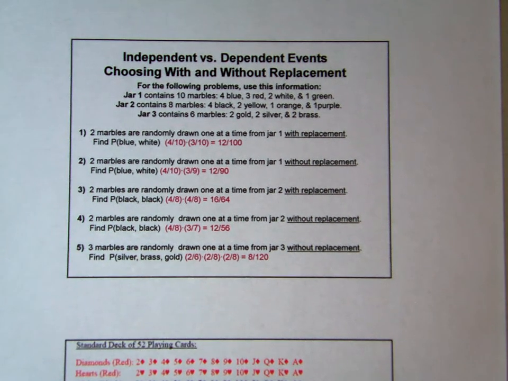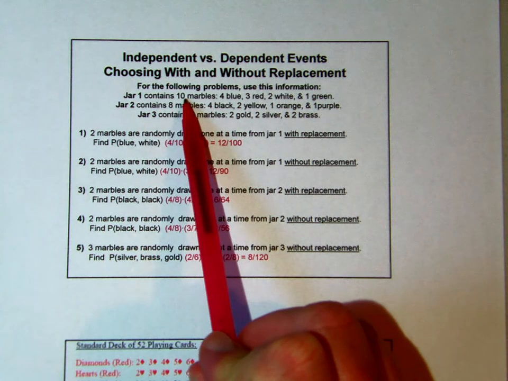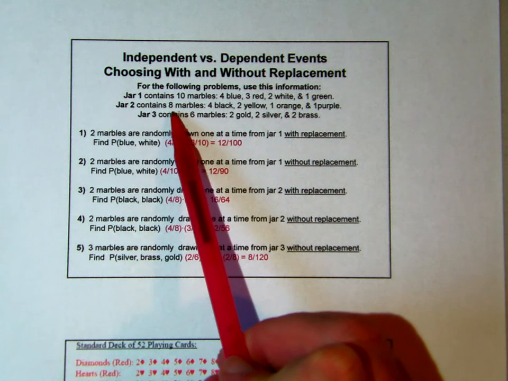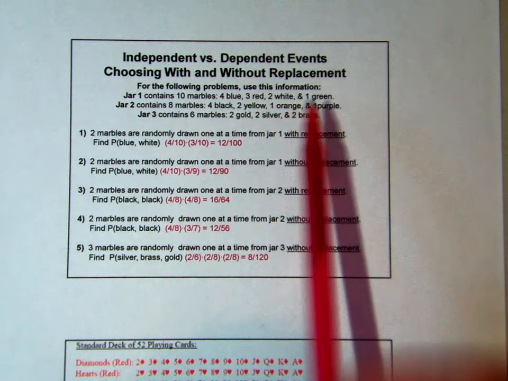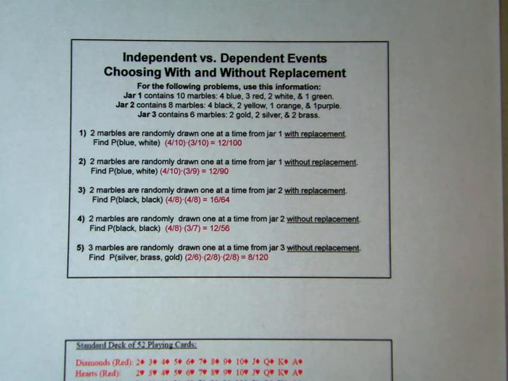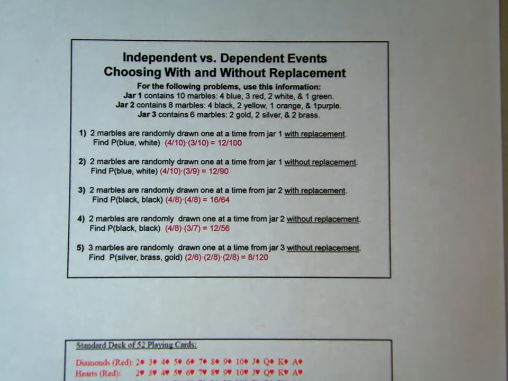So for this set of examples here, we have 3 jars. Jar 1 has a grand total of 10 marbles with that color breakdown. Jar 2 has a grand total of 8 with that color breakdown. Jar 3 has 6 with that color breakdown. So for example 1 on this slide, 2 marbles are randomly drawn from jar 1 with replacement. Find blue, white.